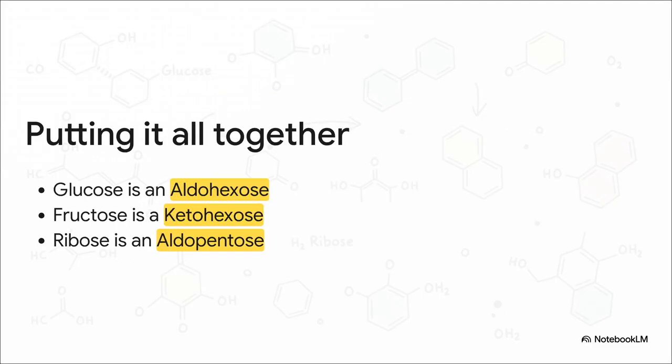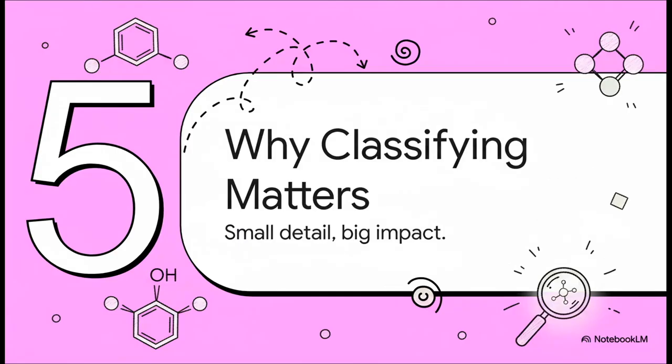And this system works beautifully for all of them. Glucose is an aldohexose. Fructose, our ketose with 6 carbons, is a ketohexose. And what about ribose, that crucial sugar in our genetics? Well, it's an aldose with 5 carbons, which makes it an aldopentose. See? It just works. So, we've got the naming convention down, but you might be thinking, why?